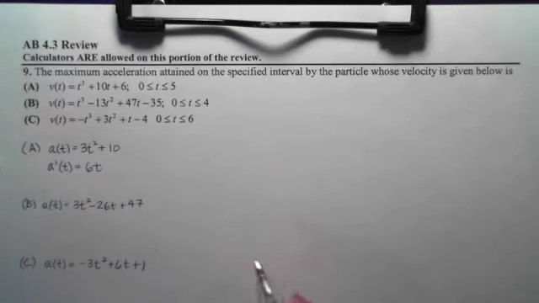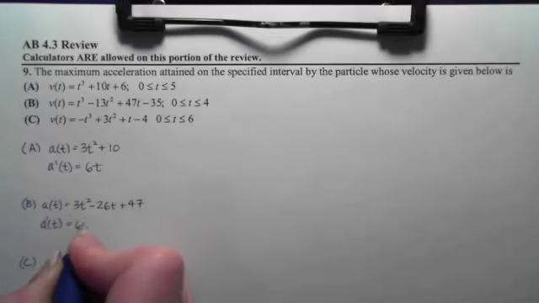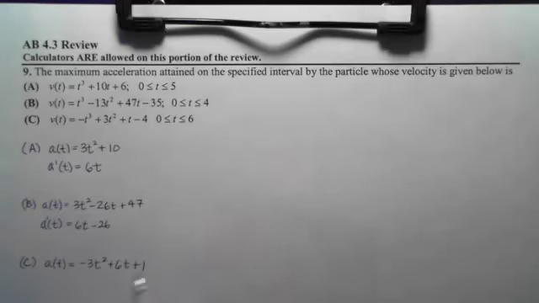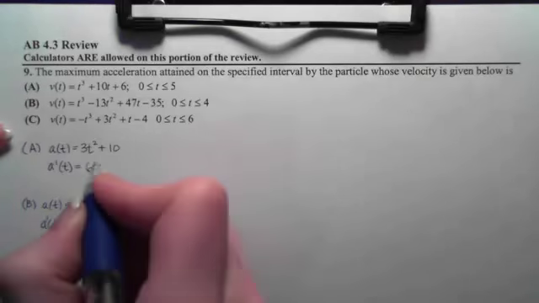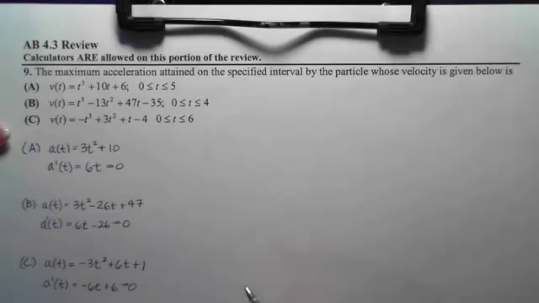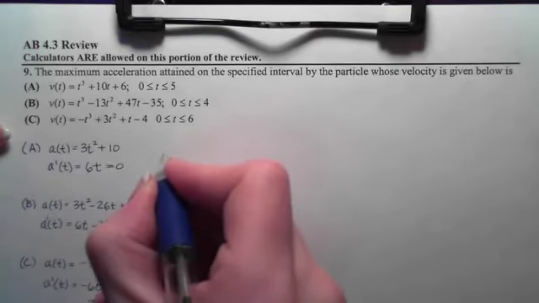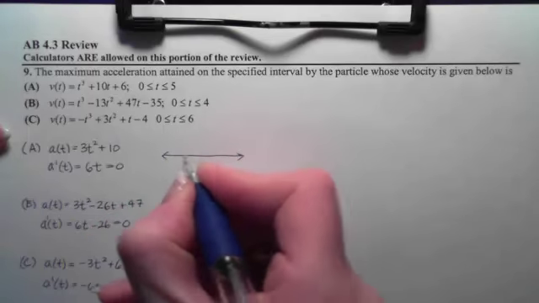In this case, it's 6t. On part B, it will be 6t minus 26. And on part C, it will be negative 6t plus 6. In order to find the critical values, we set those equal to 0 or undefined. Since these are all polynomials, there won't be any undefined. So we're looking only for when it equals 0. Well, this happens when t is 0.